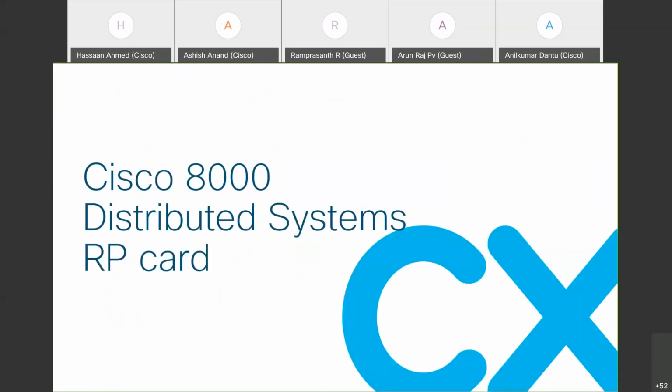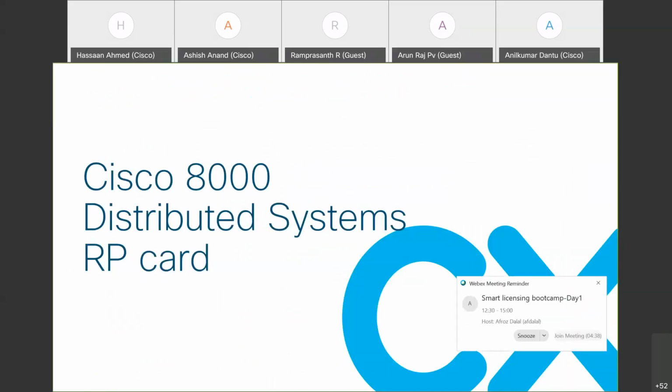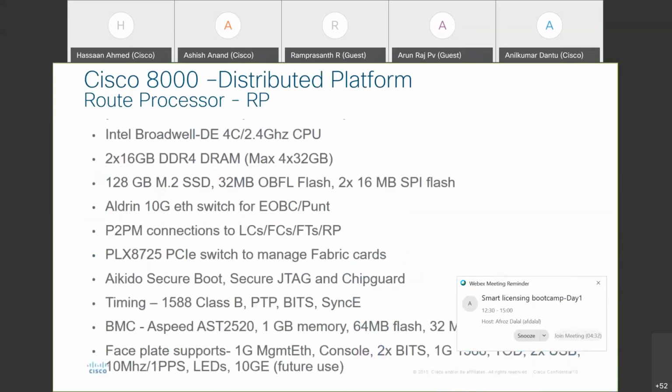Now we will discuss individual cards: RP, fabric card, line card, then BMC, optics, fan tray, power modules, and those. Your RP has a 2.4 gigahertz CPU, which is an Intel Broadwell CPU. It has 32 GB of memory, 128 GB of hard disk. Plus, it holds the 10 gig Ethernet UOBC switch, which interconnects your line cards.